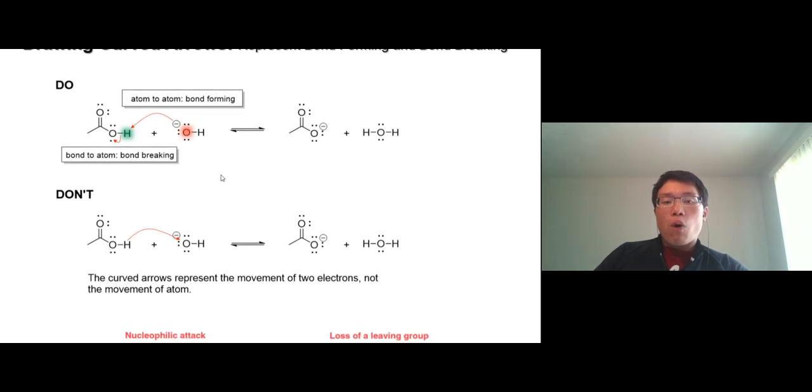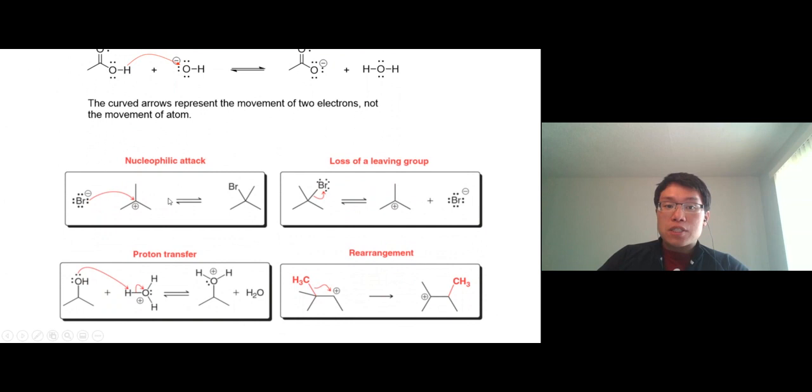Now, there are four main types of mechanism that you're gonna see. Okay, so we have these four. We have nucleophilic attack, loss of leaving group, proton transfer, and rearrangement. And you're gonna see all of these together or separately, with different atoms, bonds, nucleophiles, and different electrophiles. You see all this, but all the mechanisms that you're going to draw from now on will be some of these. All right. So don't memorize this, please.